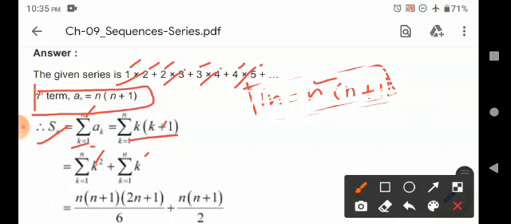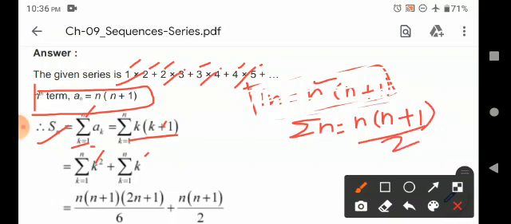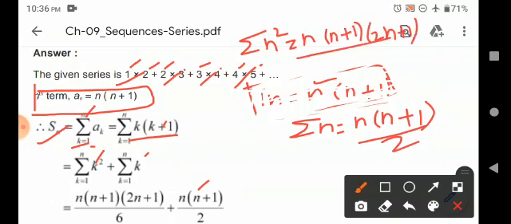As we have seen just now, the summation n is given by the formula n into n plus 1 divided by 2. By using this formula, the summation k will be n into n plus 1 divided by 2, and the summation k square will be given by the formula n into n plus 1 into 2n plus 1 divided by 6. Therefore this is for summation n square and this is for summation n.